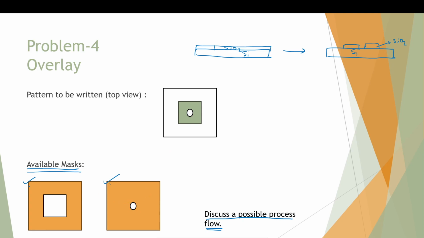First of all, let me explain what this color scheme means in this mask. Wherever it is orange, that part is opaque, and wherever it is white, that part is transparent. So, light will pass through these regions and light will be blocked in the orange region. Similarly here also. These two masks are available with me and with these two I need to make this pattern. Can you tell me the process flow?